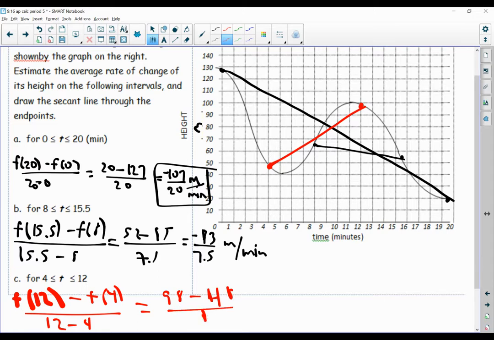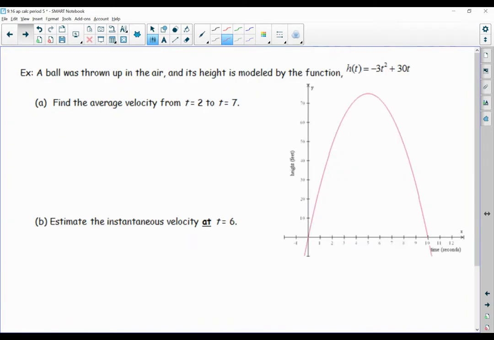Over 8. That gives me about 50 over 8 meters per minute. So there's some good secant line practice, some good average rate of change, some AROC practice. So again, average rate of change is just how on average the function is changing. The height is changing for every given x. It is the slope of a secant line, and then the secant line is the line through the 2 endpoints.